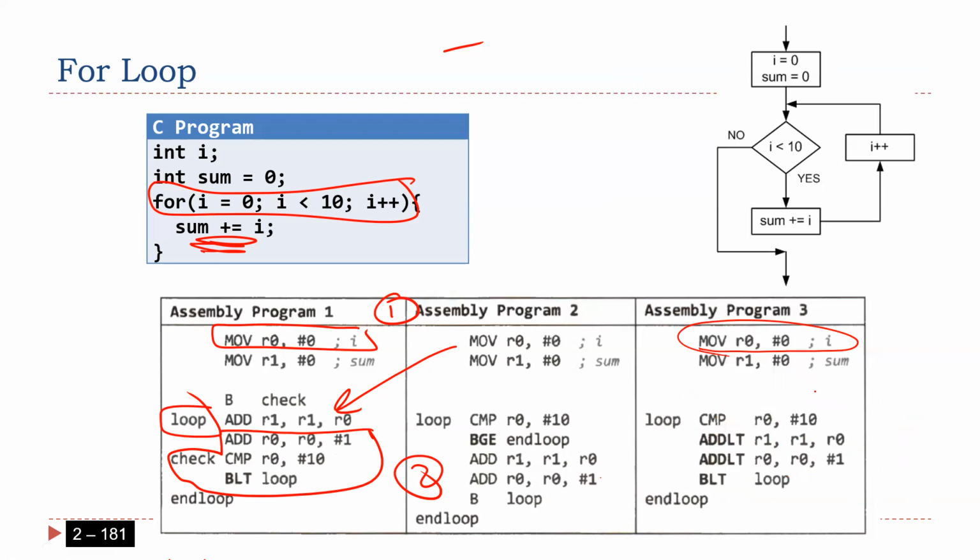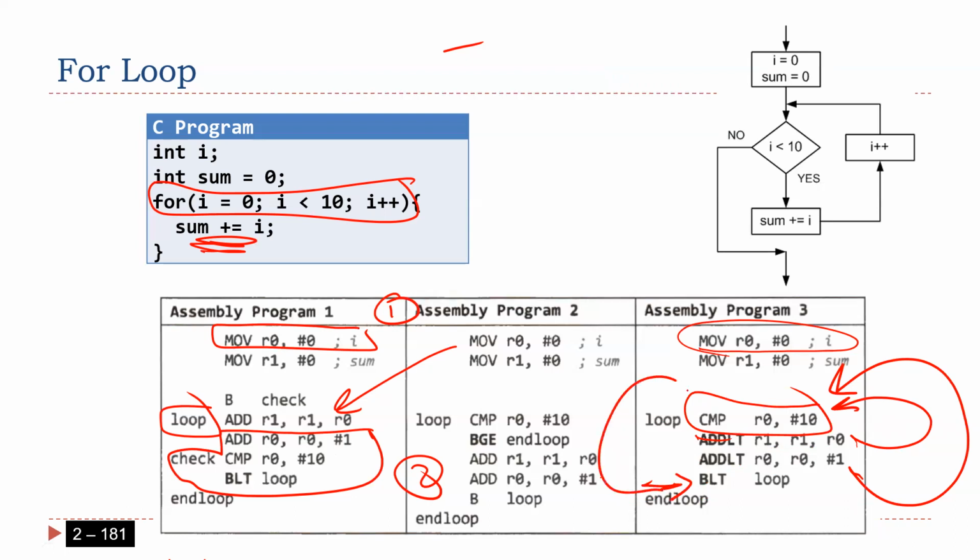So what I'm saying here, you compare R0 to 10. Here I'm going to use the flags of this one. Here you also are going to use the flags of this one because this one does not change the flags. Also here, this one also is going to use the flags of this one because the previous instructions don't change the flags, okay? So that's why this one is going to branch if R0 is less than 10. Okay, guys? Clear?